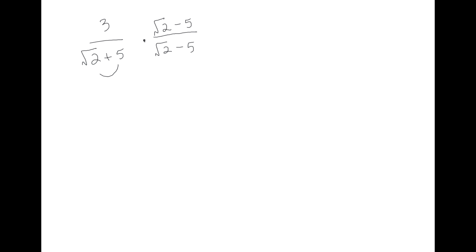So the top is going to be 3 times square root of 2 minus 5. And the bottom is going to be ridiculous. Square root of 2 plus 5 times square root of 2 minus 5.